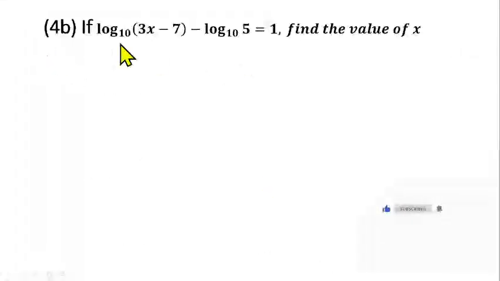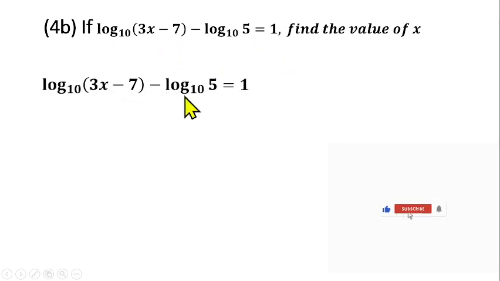Question number 4b is from logarithm. We are told that if log of 3x minus 7 base 10 minus log 5 base 10 is equal to 1, we have to find the value of x. So this is a very simple equation on log, and we know that we can apply the laws of logarithm to this. And how do we do that?